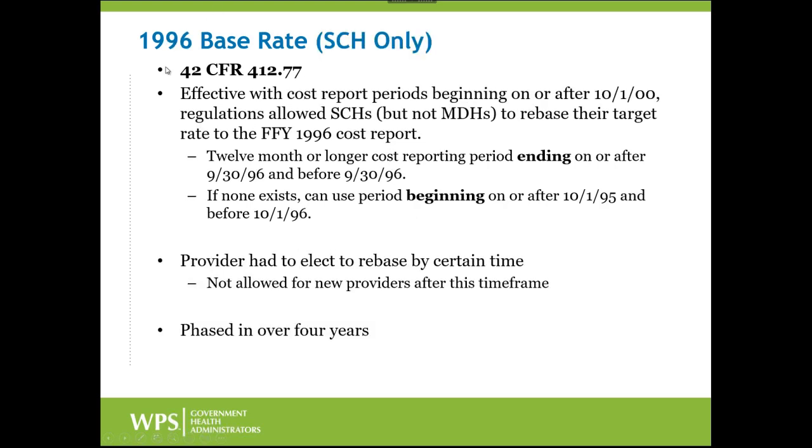Then we move forward to the 1996 base rate. This was only for sole community hospitals, and there's another thing that's unusual about this base rate, specifically that it had to be elected. So if a provider wanted to use the 1996 base rate, per this regulation here, 412.77, the provider had to elect by a certain time. For this reason, if we have a brand new provider that is getting their base rates developed, they cannot use the 1996 cost report because obviously this time frame has passed. There are no provisions to allow for an exception to that.